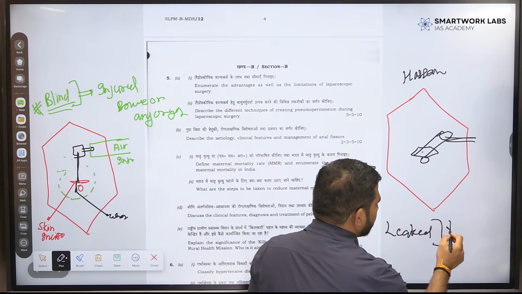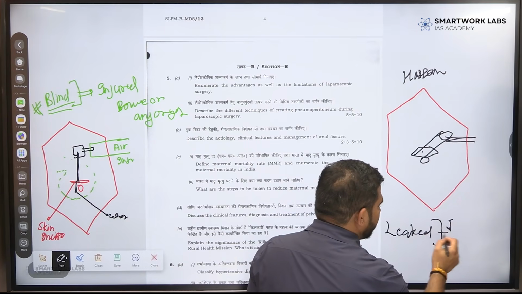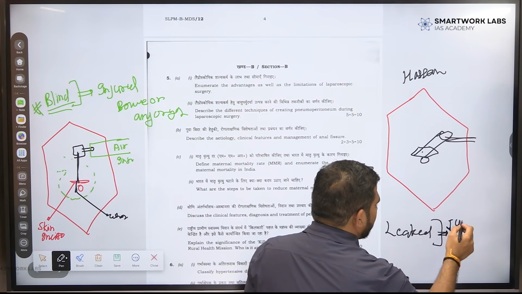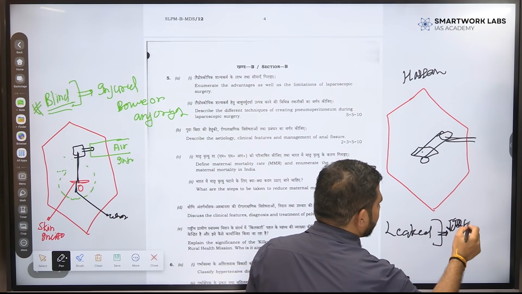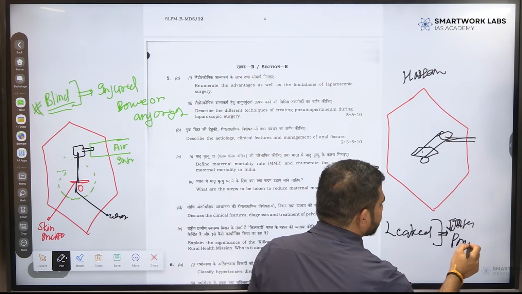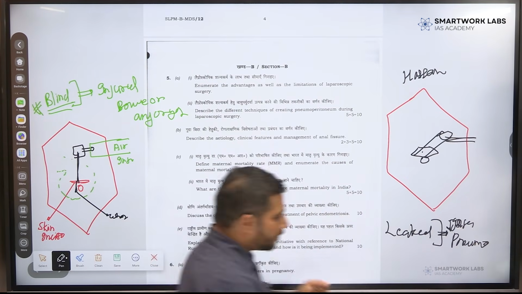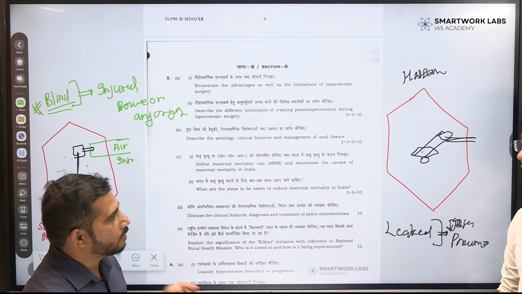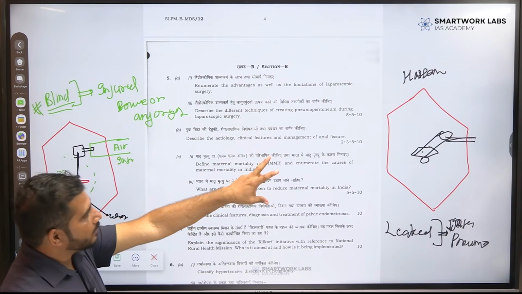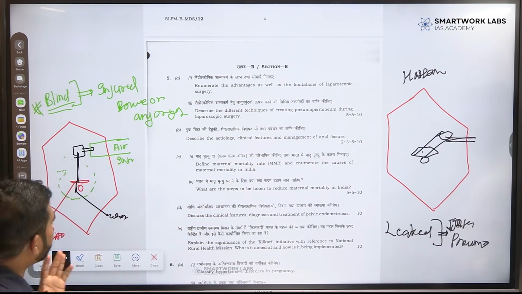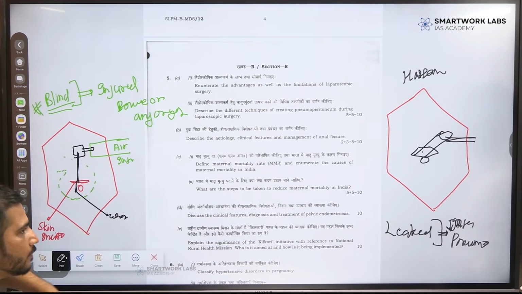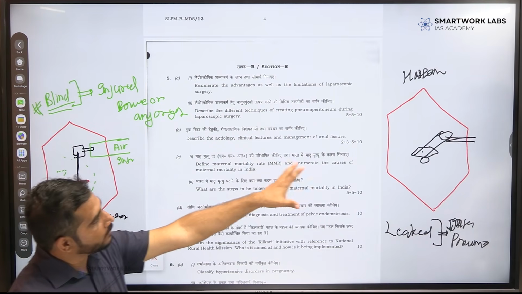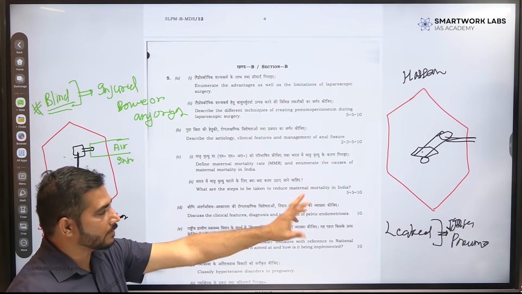So the leakage of air leads to insufficient pneumoperitoneum. The surgeon may struggle because the air is less and space is less. So another technique is the Hassan technique. So these are two techniques: on the basis that you are going with a blind procedure, that is closed, or you are doing an open procedure like the Hassan technique.